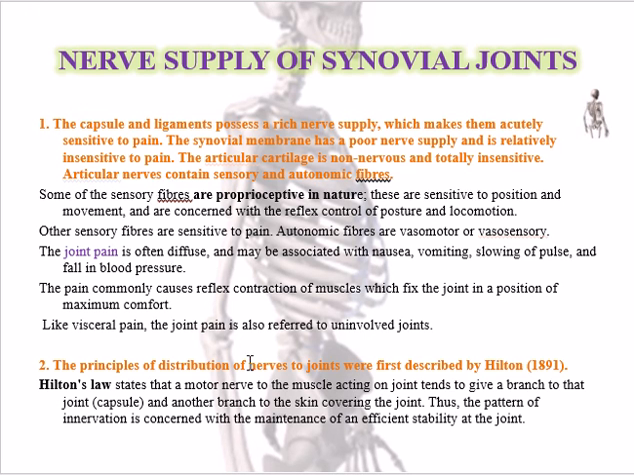The principles of the distribution of the nerves to the joints were first described by Hilton in 1891. Hilton's law basically states that a motor nerve to a muscle acting on a joint tends to give a branch to that joint or capsule and another branch to the skin covering the joint. Thus, the pattern of innervation is concerned with the maintenance of an efficient stability at the joint.